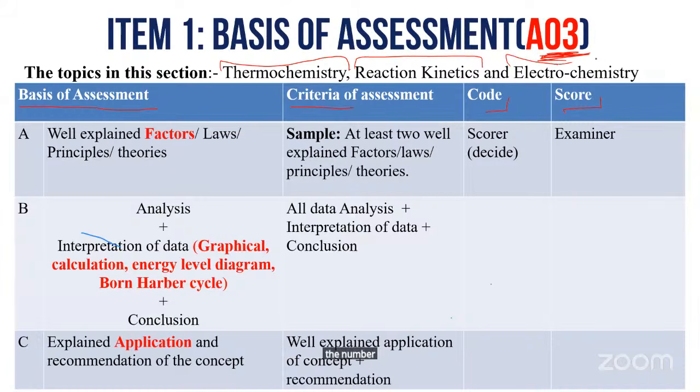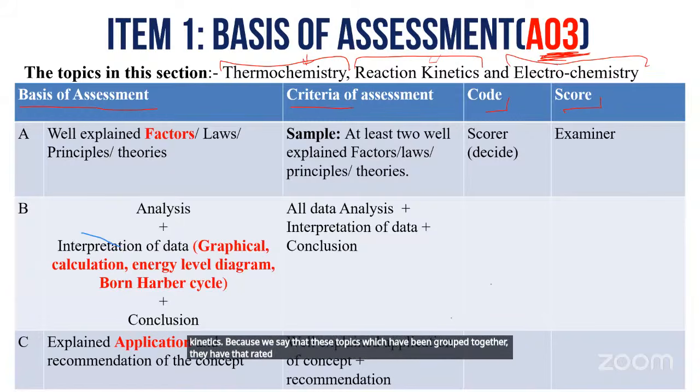Number 3 is electrochemistry. But like I said, an item can come when it is assessing, like part A is assessing something related to thermochemistry, and part B is something related to kinetics, because we say that these topics which have been grouped together, they have that relatedness.